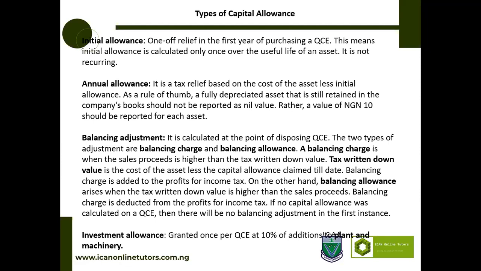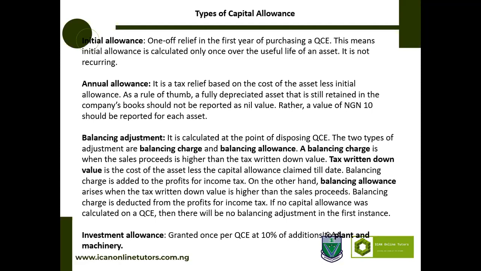This initial allowance is granted once in the lifespan of the asset, and it is not prorated. Initial allowance is a one-off relief granted in the first year of purchase of qualifying capital expenditure (QCE) or in the year in which the asset was first put to use. It is granted once over the useful life of the asset. That is initial allowance, and it has a rate for various classes or categories of assets.